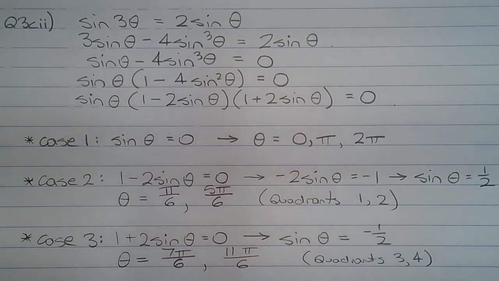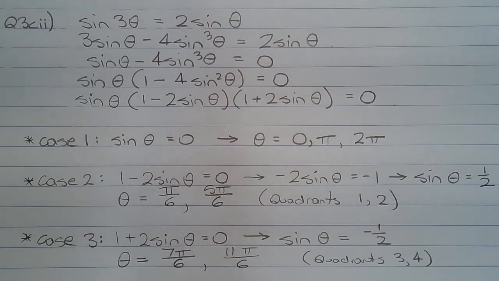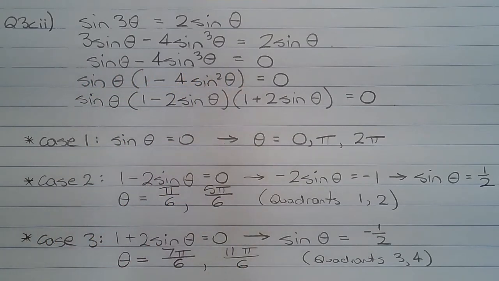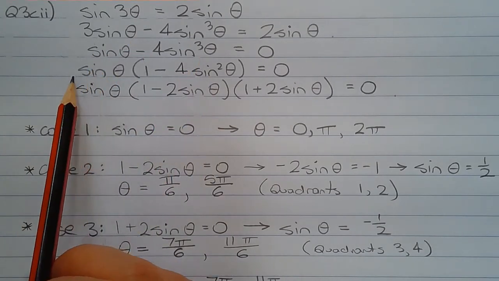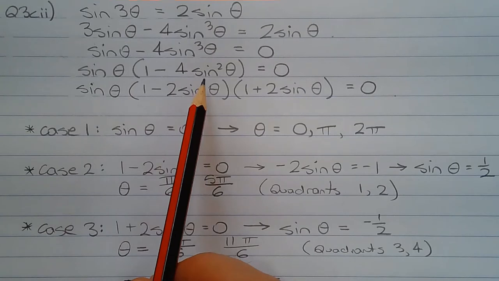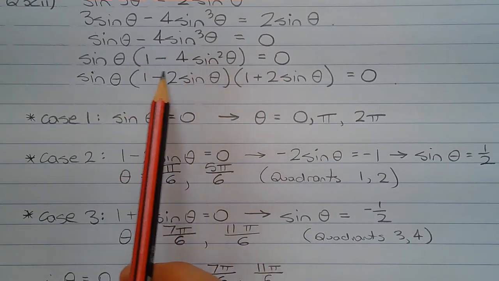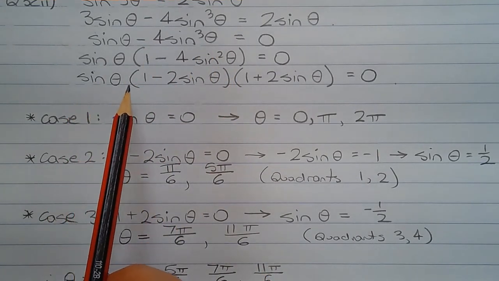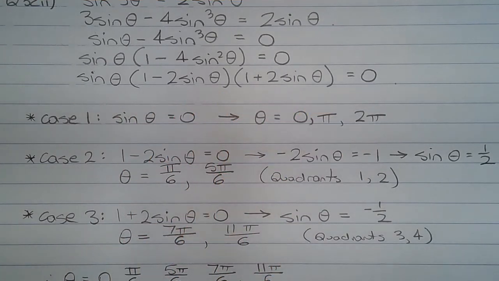Notice we have two terms in sine theta, so we can combine the like terms by subtracting 2 sine theta from both sides of the equation. And we obtain sine theta minus 4 sine cubed theta equals 0. Factorizing out sine theta from the left-hand side, we have sine theta multiplied by 1 minus 4 sine squared theta equals 0. And we have a difference of two squares in the brackets here, so factorizing this, we get sine theta multiplied by 1 minus 2 sine theta multiplied by 1 plus 2 sine theta equals 0.